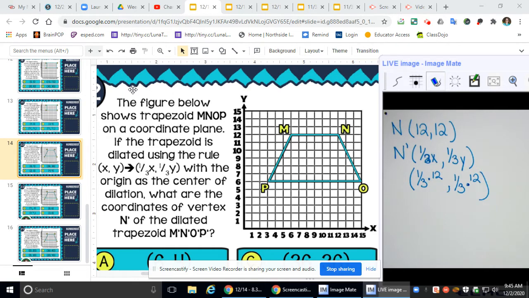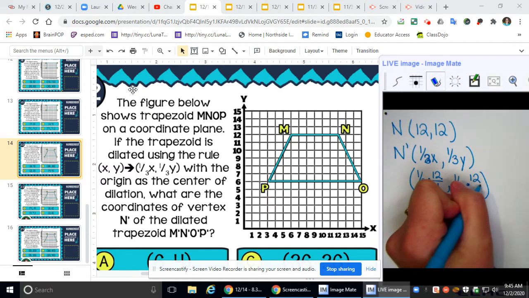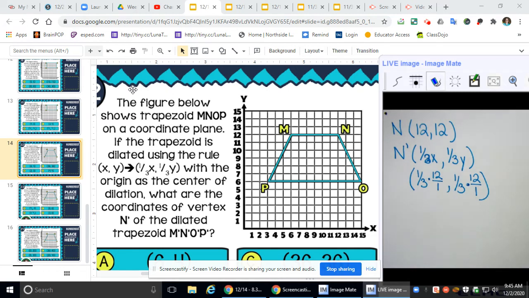In order to multiply a fraction times a whole number, I need to remember the rule: any whole number can be made a fraction by putting it over 1. So I'm going to put it over 1 for both of those and multiply across. You can definitely use your Desmos calculator to help, but if you remember your multiplication rules, you know that 1 times 12 is 12, and 3 times 1 is 3, and 1 times 12 is 12, and 3 times 1 is 3. If I continue to simplify, 12 divided by 3 is 4, and 12 divided by 3 is 4. So my new ordered pair is (4, 4).